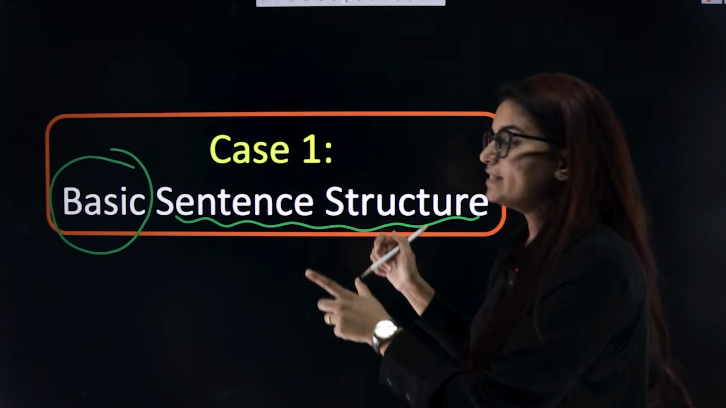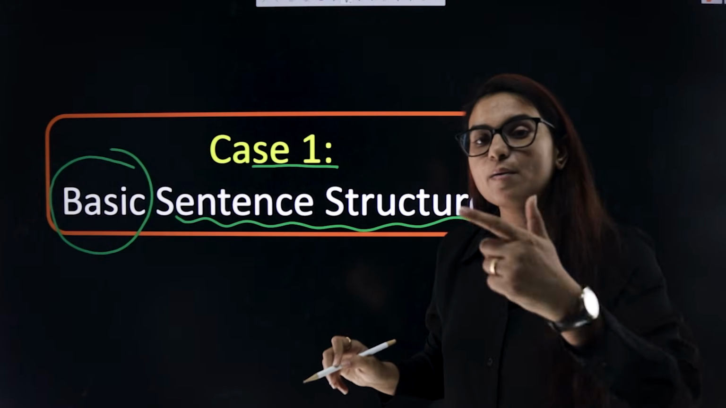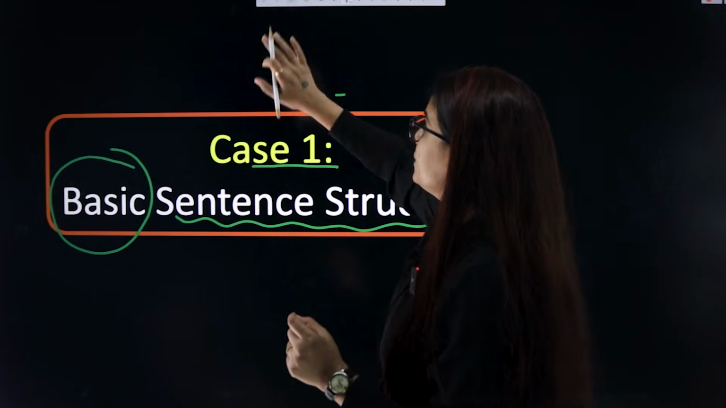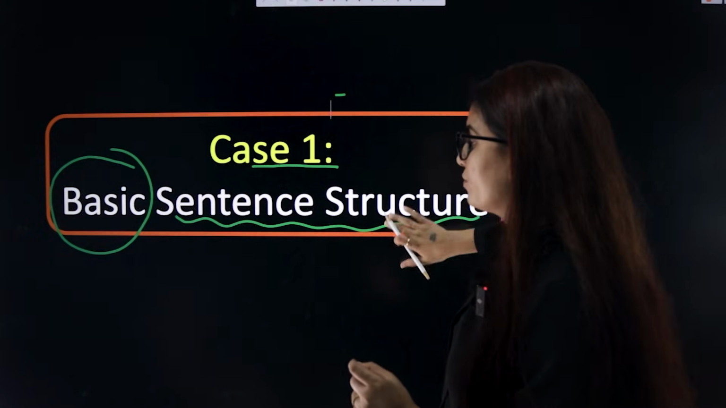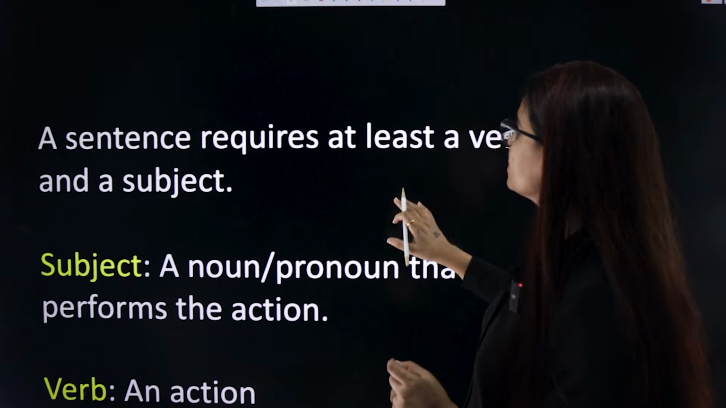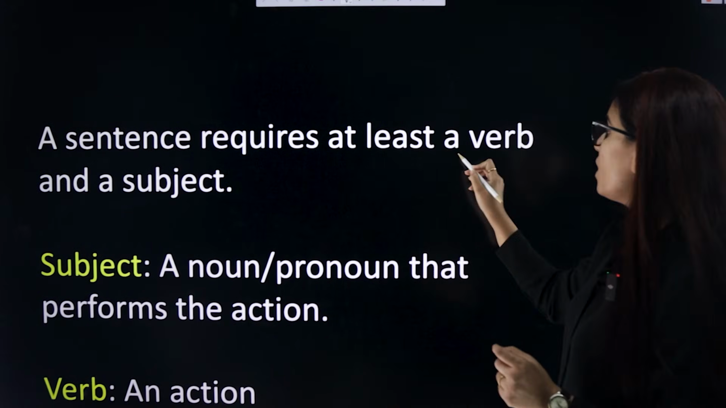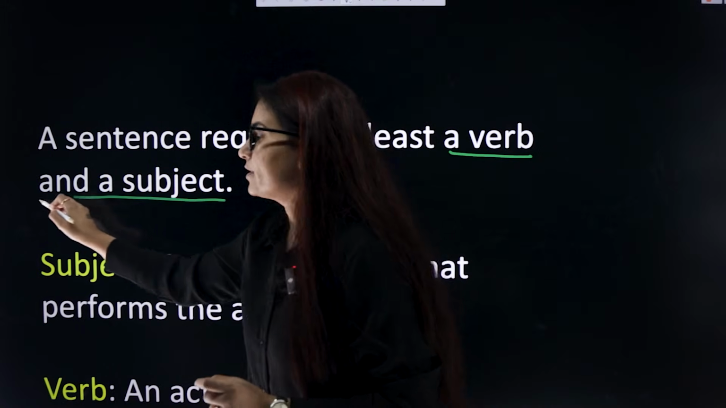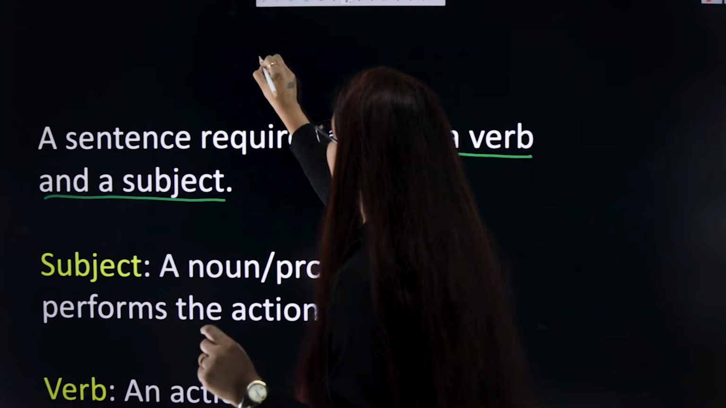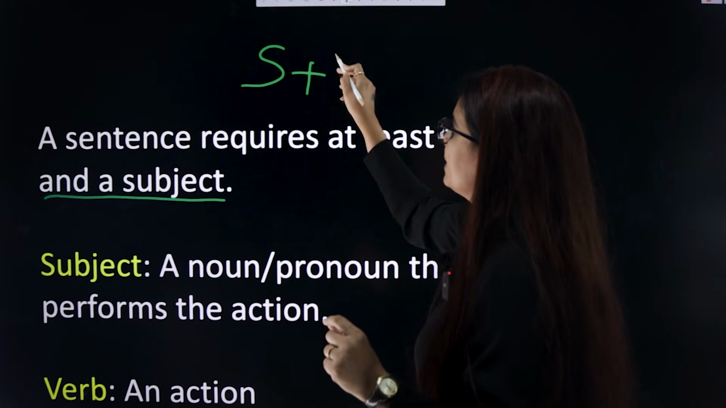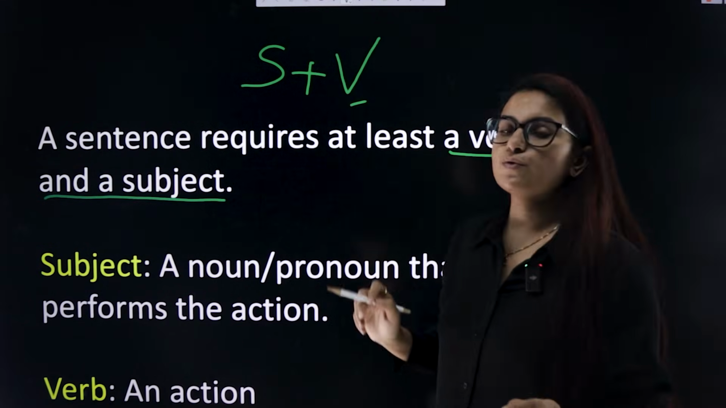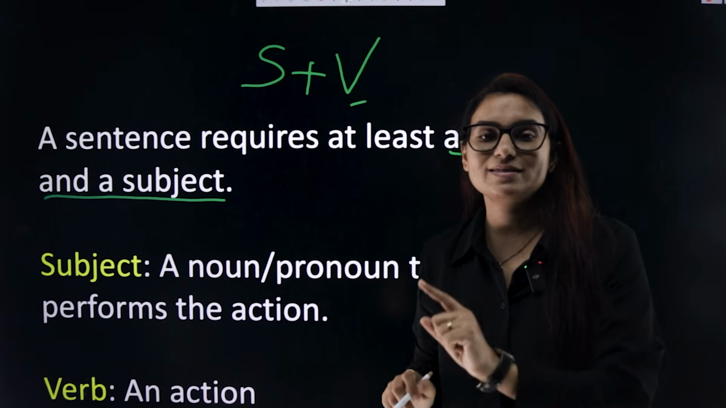Once you have understood the basic formula, we'll talk about different types of sentences. Now, as you can see, this is case 1. That means there are many cases coming up to talk about sentence structure. The basic sentence structure looks something like this. A sentence requires at least a verb and a subject. If you want to write a sentence, you should definitely have a subject in it. You should definitely have a verb in it. If you don't have a subject or you don't have a verb, it will not be called a sentence.